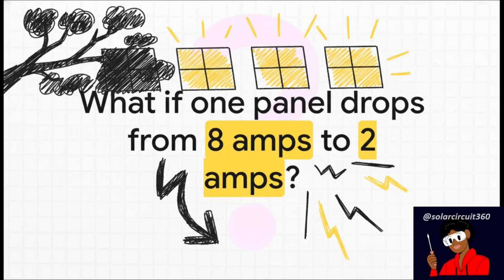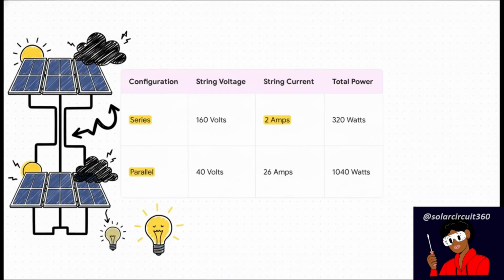Okay, now let's introduce our villain, a shadow. Let's say a tree branch covers just a part of one panel. Its production just tanks, plummeting from 8 amps all the way down to 2 amps. Now remember, the other 3 panels are still in full sun, doing their job perfectly. So what happens to our 1,280 watts? Wow, the results are pretty shocking. Take a look at the series setup. The weakest link rule kicked in, and the entire string's current was choked down to just 2 amps, the output of that one shaded panel. Our total power absolutely crashed, from over 1,200 watts down to just 320.